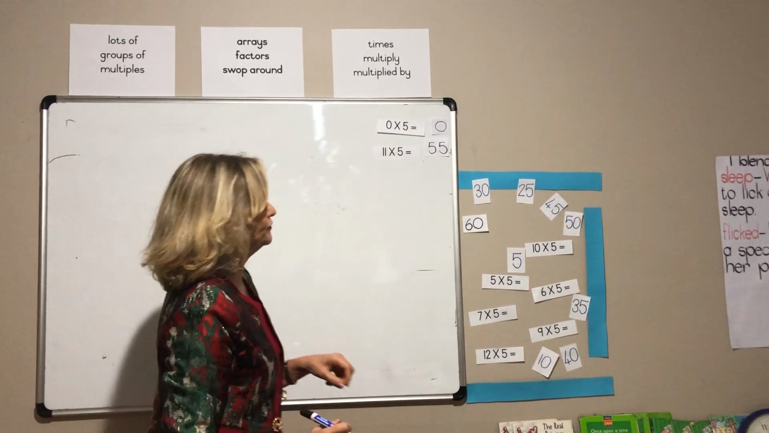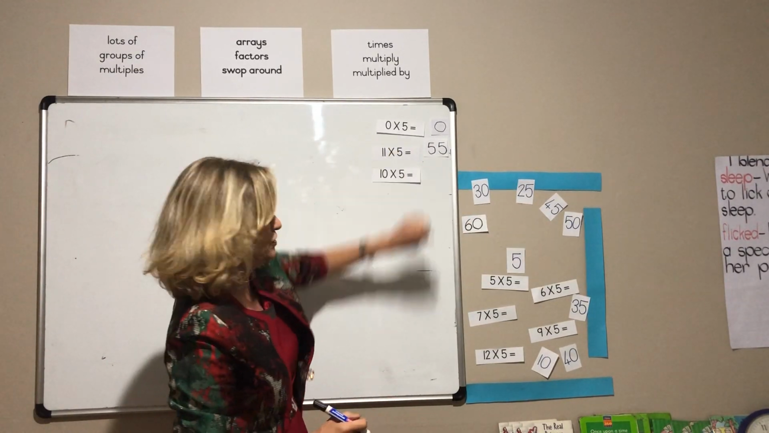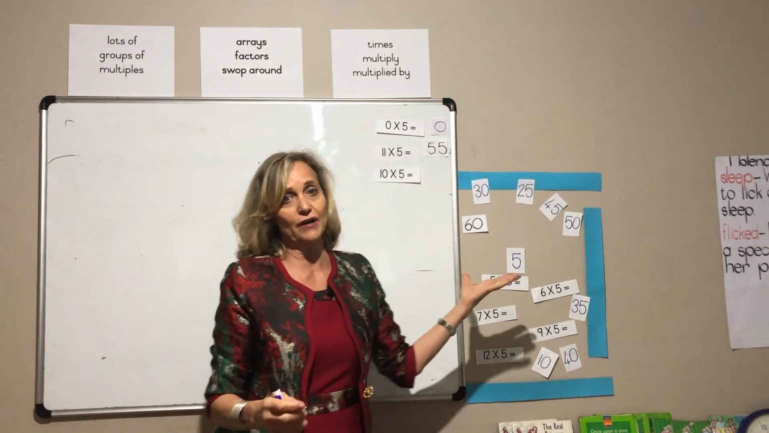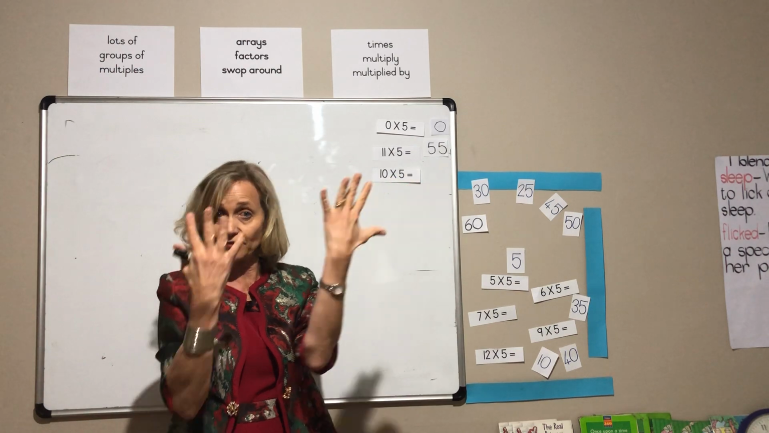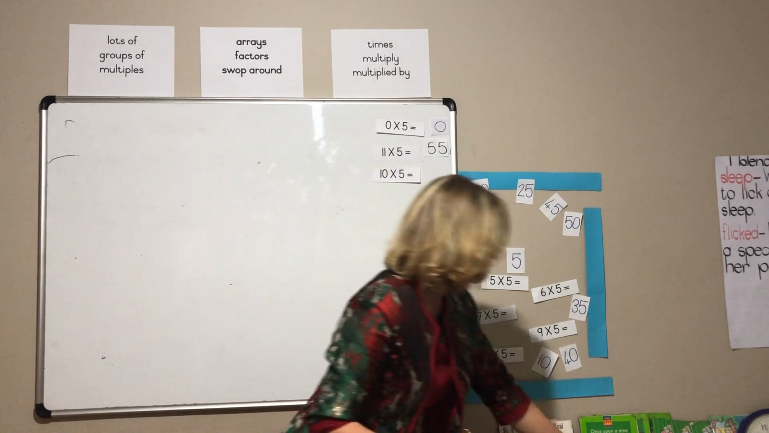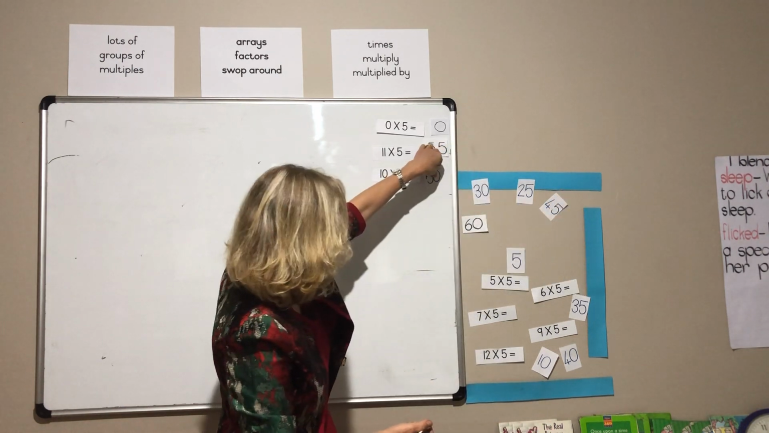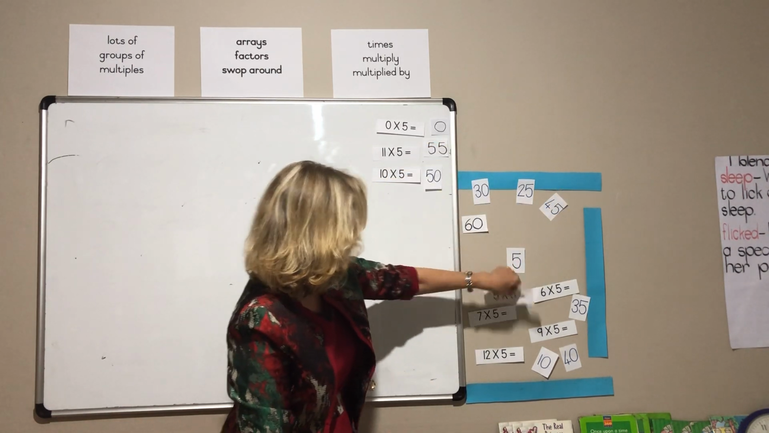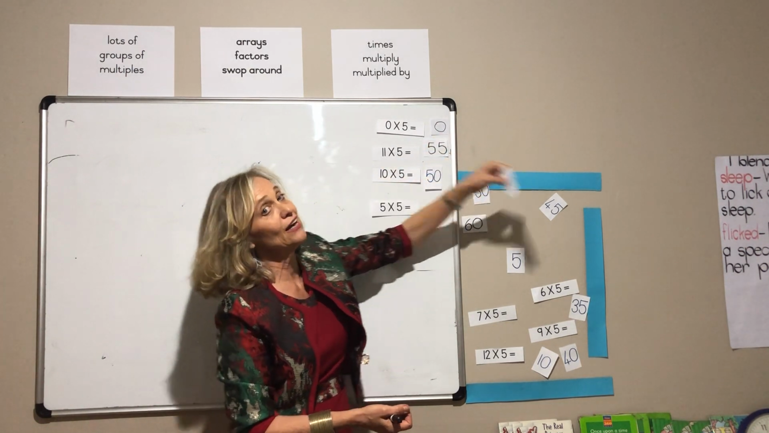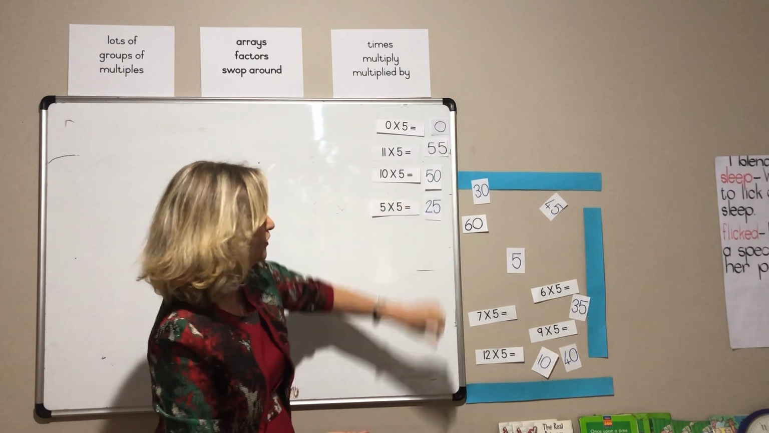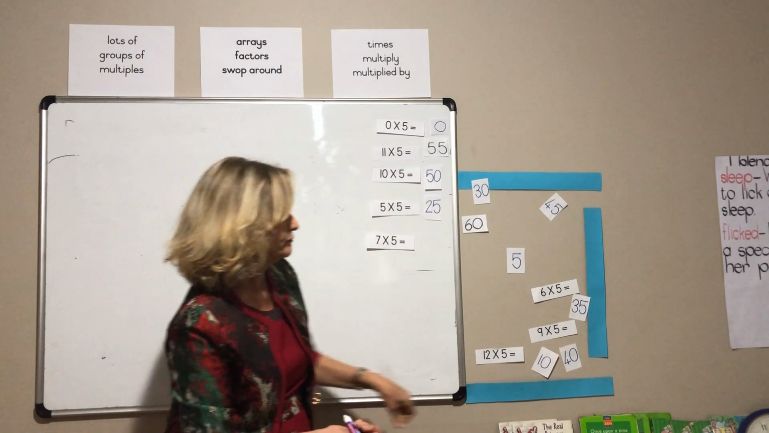Right. So there's 55. 10 times 5. How much is that? 10 groups of 5. 5, 10, 15, 20, 25, 30, 35, 40, 45. Yeah, you said it, 50. There's 50. There we go. It's 50. 5 times 5. There we go. I heard you say that. 25. 7 times 5. Yeah, 35.